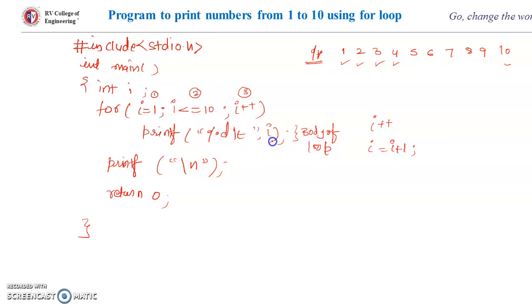So after printing 10, once i becomes 11, 11 <= 10 is false. So we'll come out of the loop, and this return 0 at the end we write, and this closes the main function. Okay, so thank you.